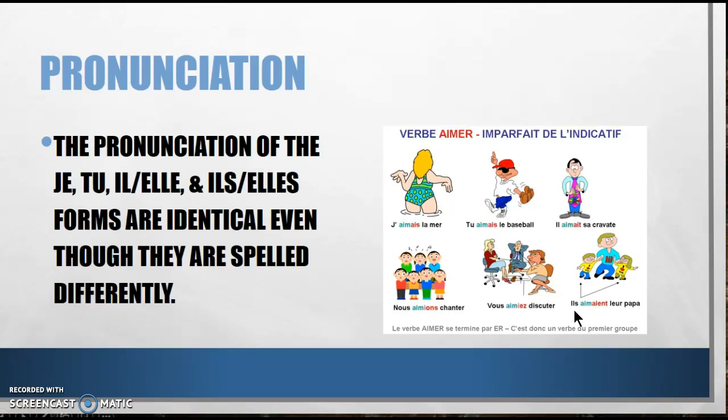Okay, so what you notice is that the pronunciation of the je, tu, il, and ils forms all sound the same, even though the endings are different. They all have that A sound on the end. J'aimais, tu aimais, il aimait, ils aimaient. Okay, and then of course we have nous aimions, vous aimiez. Those sound a little bit different.